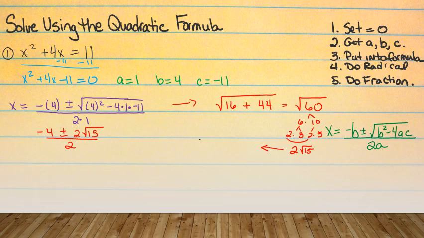And now I'm going to redo my fraction. My fraction can be reduced by 2. And so that would be negative 2 plus or minus 1 square root of 15 over 1. I don't need the 1 on the bottom, nor do I need the 1 on the top. So my official answer is negative 2 plus or minus the square root of 15.